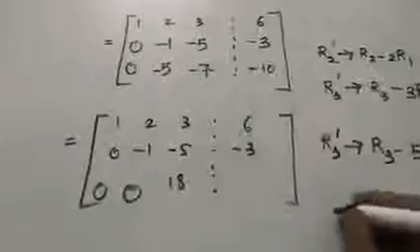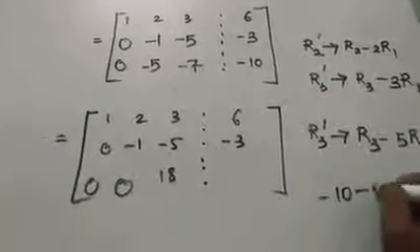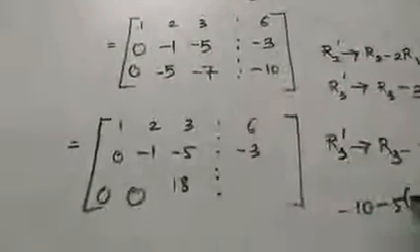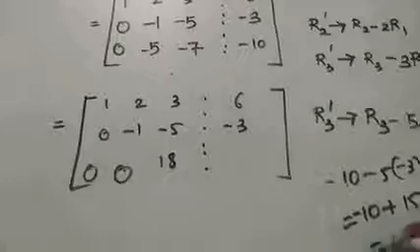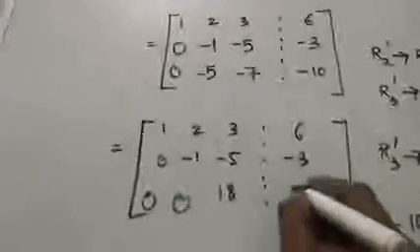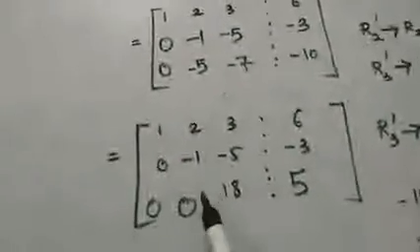And for this one, minus 10 minus 5 into minus 3. So minus 10 minus minus plus 15, that is 5. So this is all about two steps: first step making this 0, second step making this 0.